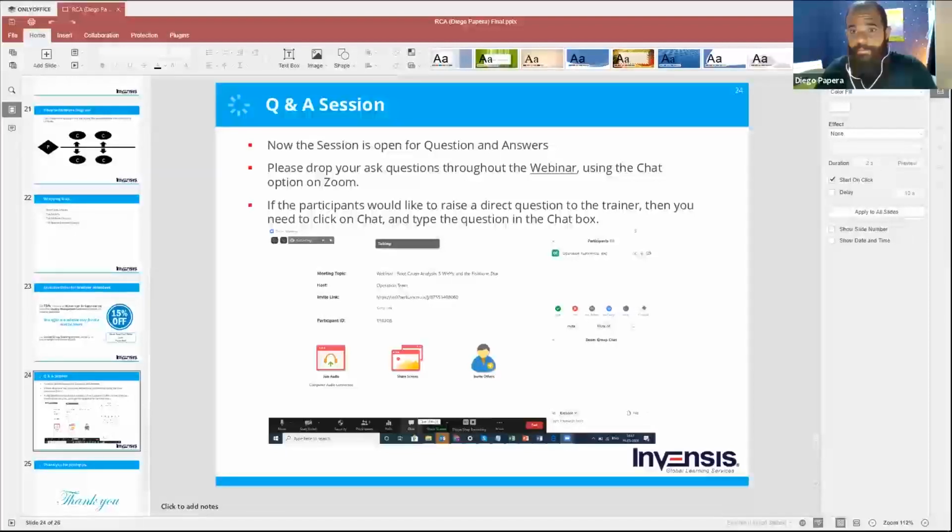So I'll just scroll down. So, hi Diego, thanks for a great presentation. In which industry are these tools applied the most? How much of this is applied in software development delivery?